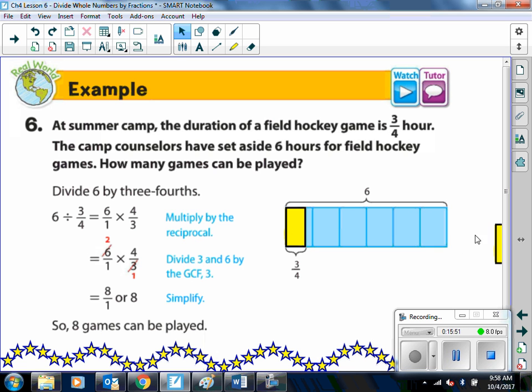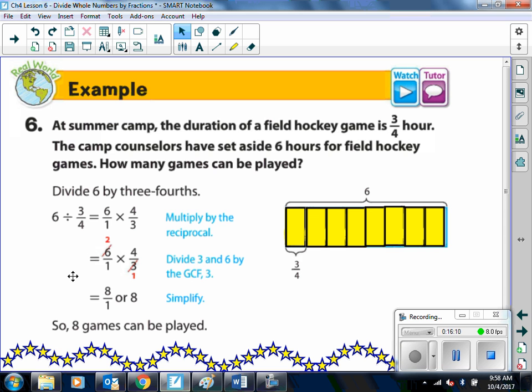So there's 1, 2, 3, 4, 5, 6, 7, 8. So that means that they can play 8 games in 6 hours. Is everybody clear with that? So that was a picture model.